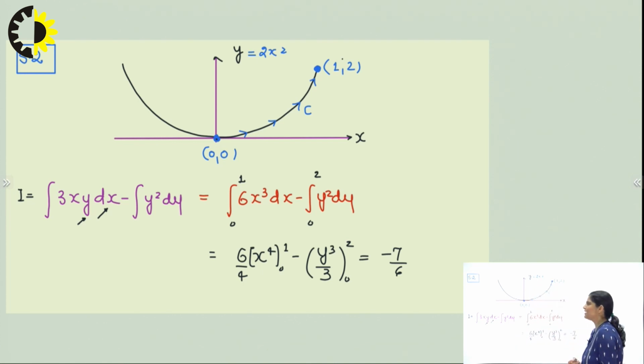Now we can find its integration. How can we find it? As we all know, your initial point is 0, 0 and your final point is 1, 2, and this is in 2D. Since this is in 2D, you can find it in terms of dx and dy, and the result is equal to minus 7 by 6.